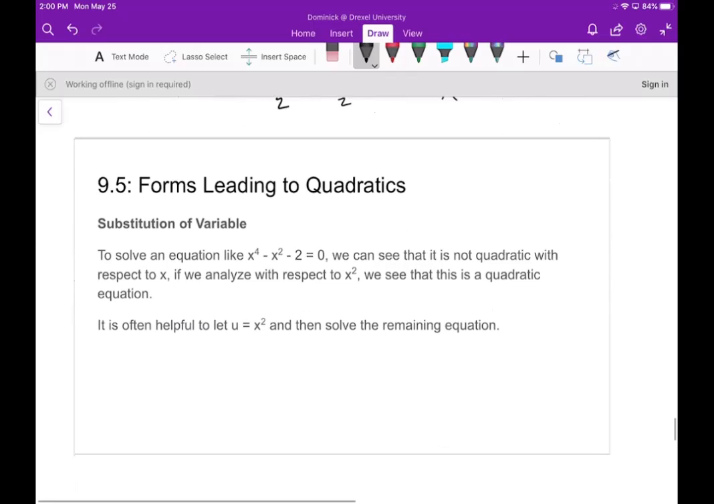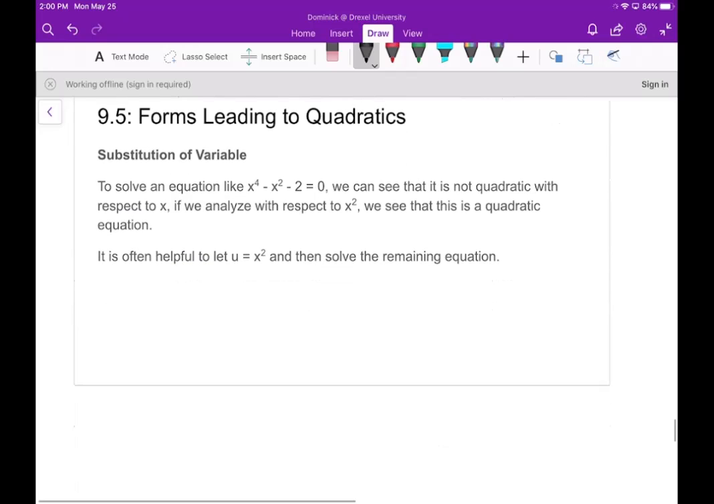Now, radical equations aren't the only equation that will lead you to a quadratic, right? So, for example, if you have something like x to the 4th minus x squared minus 2 is equal to 0, that's something that looks like a quadratic, but is off a little bit, right? Instead of this being a square, you have this as a 4th power, and instead of this being a 1st power, you have that as a 1st power.